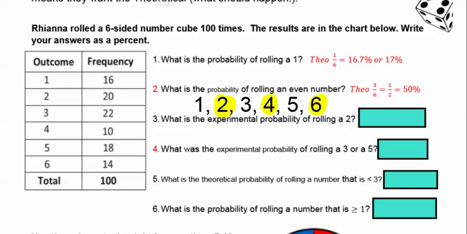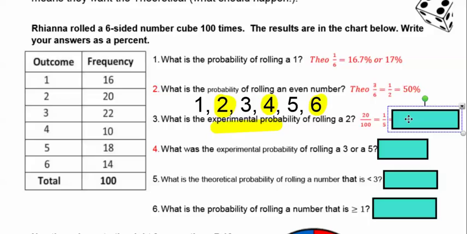Number 3. Key word, experimental probability. So now we will look over here at what happened. Well, the experimental probability of rolling a 2. We rolled a 2 20 out of a total of 100 times. So it's going to be 20 out of 100. That simplifies to 2/10 or 1/5. All right, but they want it as a percent, so it's going to be 20%.